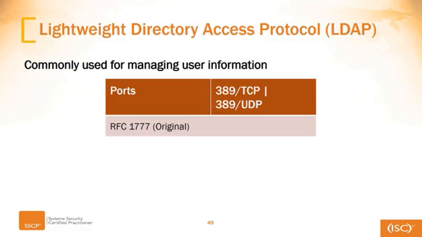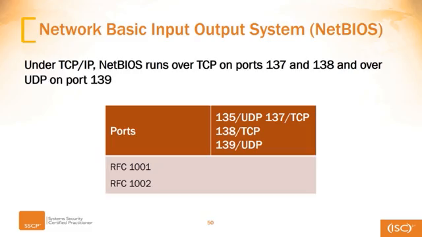When we think about LDAP, Lightweight Directory Access Protocol, just piling more protocols on top of what we're already talking about, LDAP is a protocol commonly used for managing user information. LDAP is the protocol that underlies our ability to do directory services today. So when you use the Microsoft Active Directory service, you're using an LDAP-compliant system to send and receive directory information. LDAP runs on port 389, again both TCP and UDP. The original RFC for LDAP is 1777. You can see it on the screen in front of you.